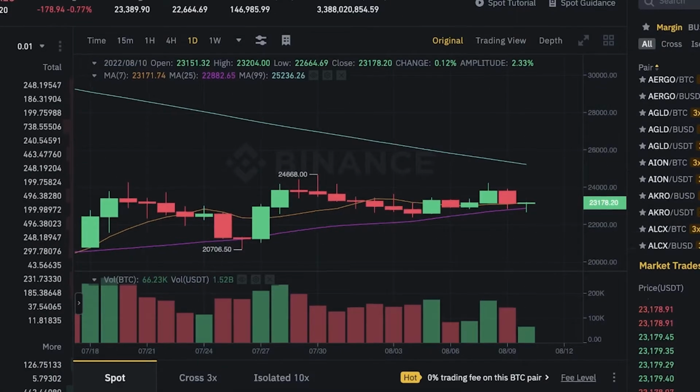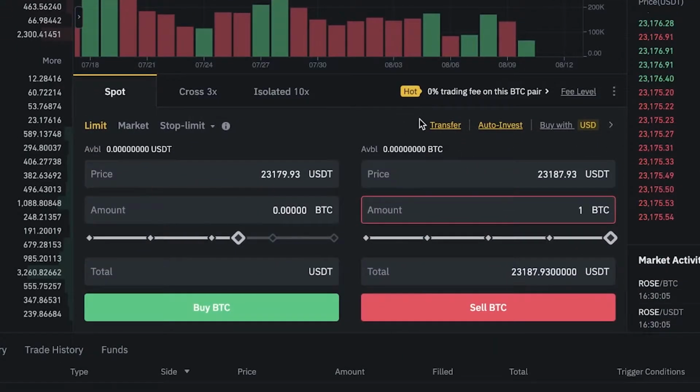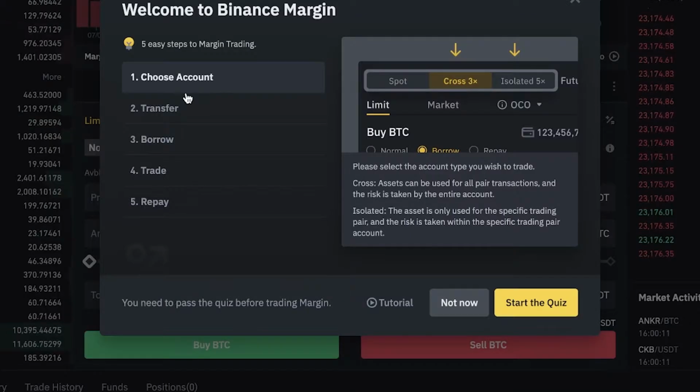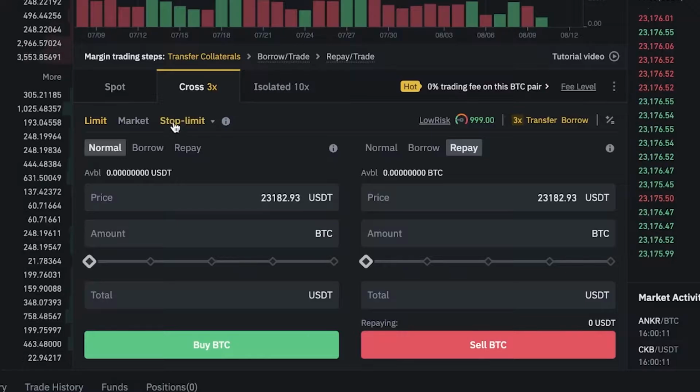This is like the most regular form of trading in cryptocurrency. Now, you also have things like cross 3x and isolated 3x. This is where it gets a bit more complicated.